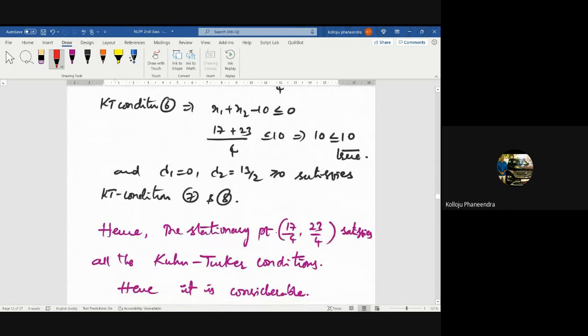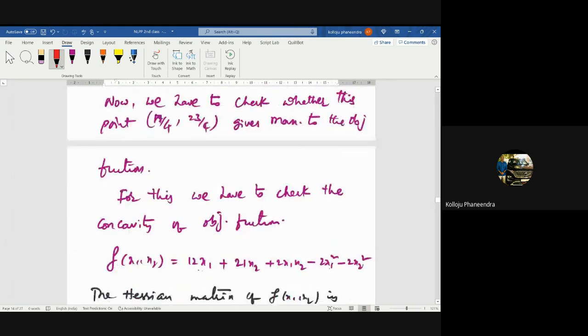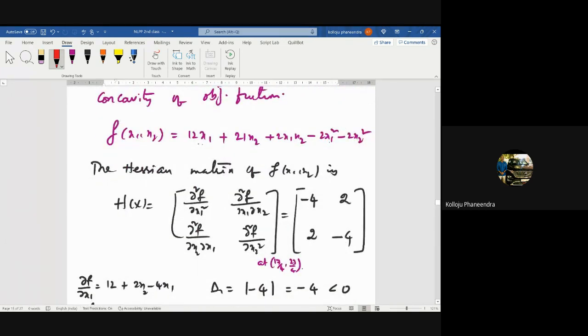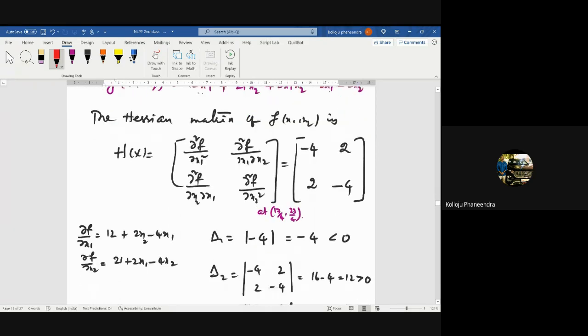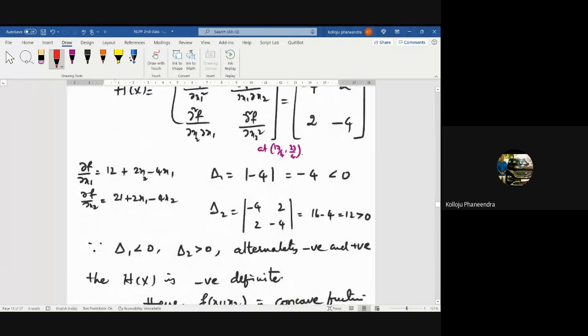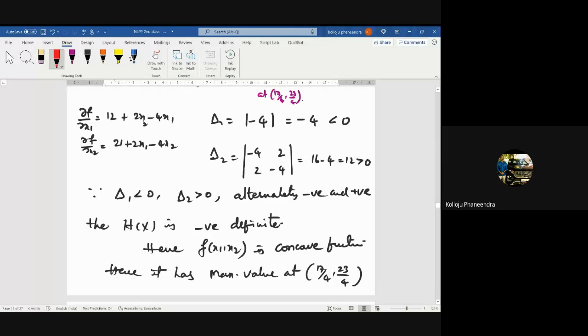Hence, it is considerable. Now, after this last point, I have to check whether this point is really giving a maximum value or minimum value. For that, I have to check the concavity. For a maximum, concavity. For a minimum, convexity. To decide concavity, convexity, we have to write the Hessian matrix of the objective function. What is the Hessian matrix? Second order partial derivative matrix. I have written it, and evaluate this matrix at the given stationary point. Same constants are there, so it remains constant. And delta 1, first principal minor, determinant of -4, that is -4, negative. Delta 2, positive. Alternately negative, positive means the Hessian matrix is negative definite.